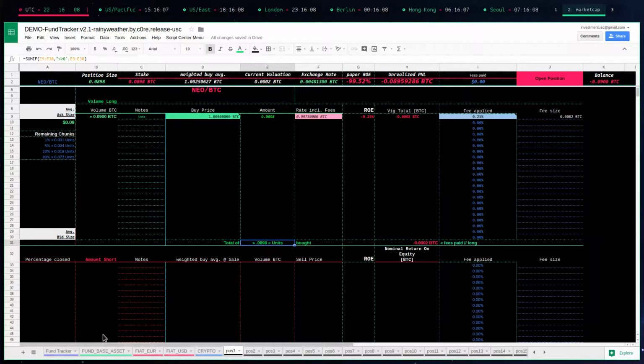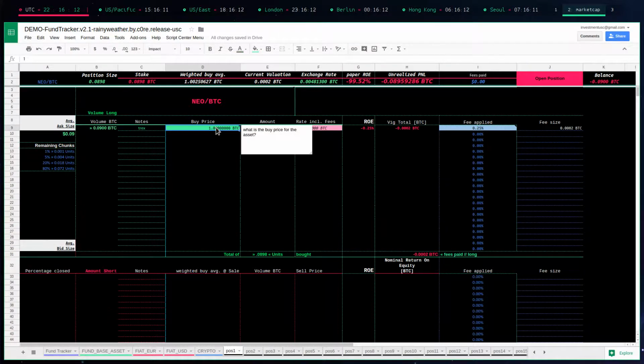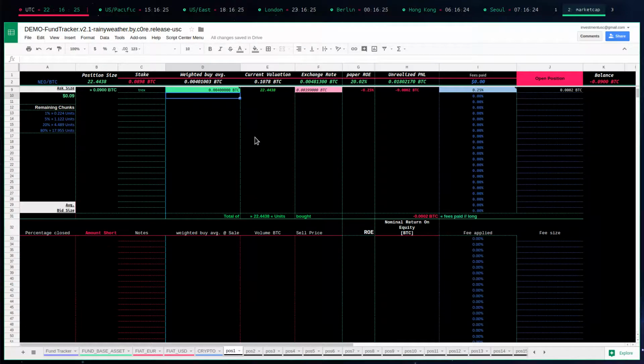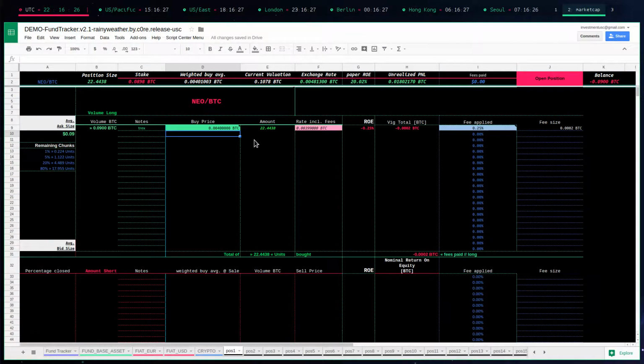So there's that. Oh no, excuse me, the price is completely off. It should be, let's say we have bought a little below current market price, a tiny notch.